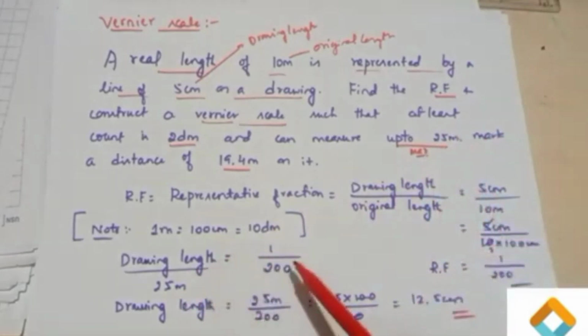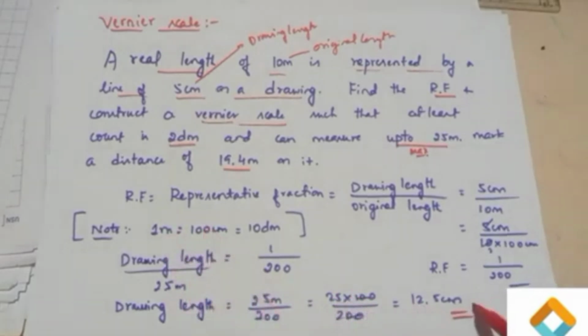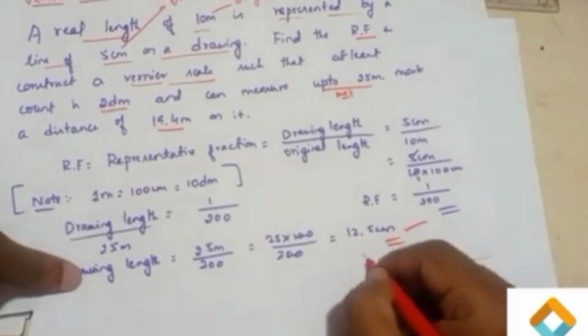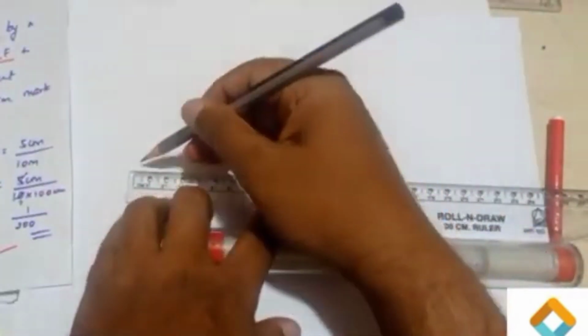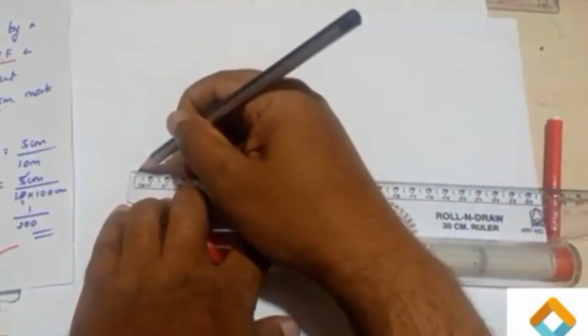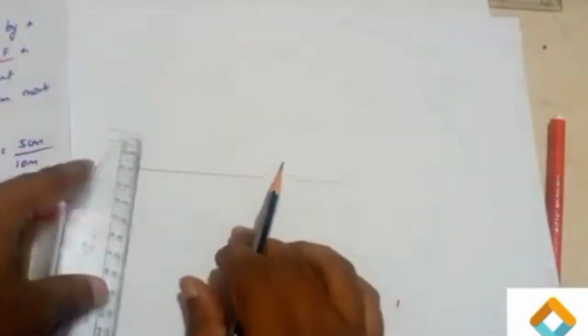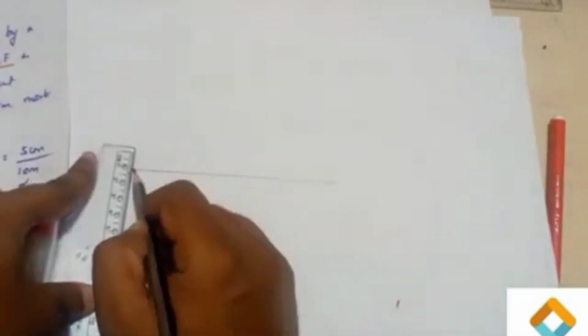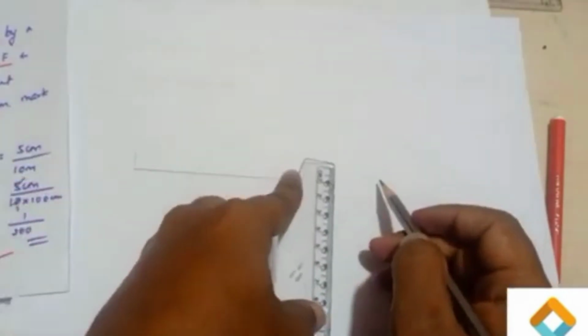Then after that we are finding out the drawing length. So drawing length is equal to 1 by 200 multiplied by 25 meter, the maximum length. By doing the simplification, the drawing length what we get is 12.5 centimeter. So this is what the drawing length, and this drawing length what we draw. Okay, so 12.5 centimeter from the scale. Using the pencil, I'm drawing a horizontal line. Okay, now here I'll give the width of height 10 centimeter, sorry 1 centimeter.